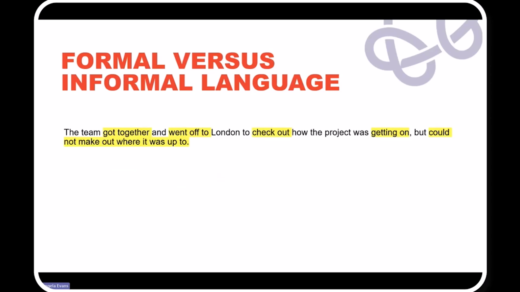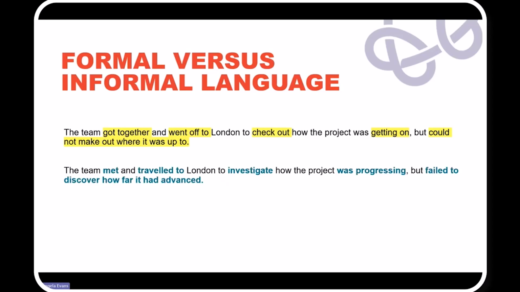So there's the informal version, and here's a more formal version. So instead of got together, we've got met, we've got travelled instead of went off to, investigate instead of check out, was progressing instead of getting on, and instead of could not make out where it was up to, failed to discover how far it had advanced. So the whole sentence sounded much more formal. The team met and travelled to London to investigate how the project was progressing, but failed to discover how far it had advanced. Much better.